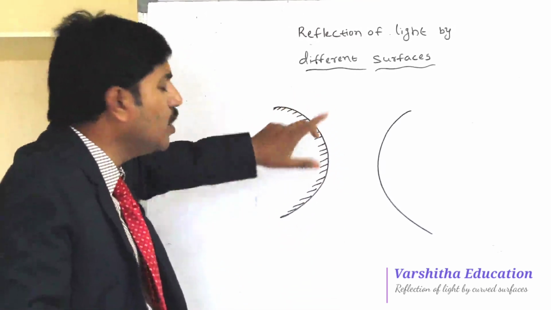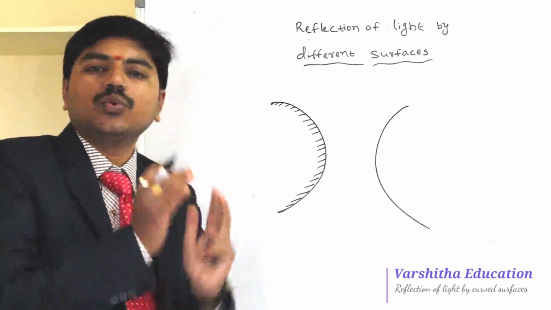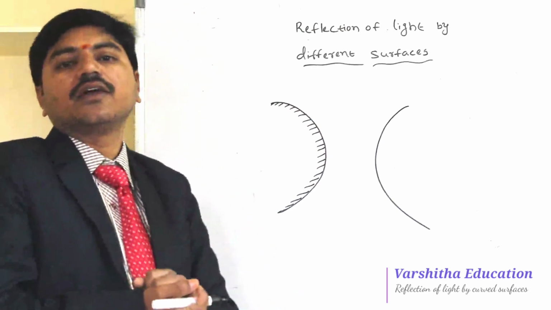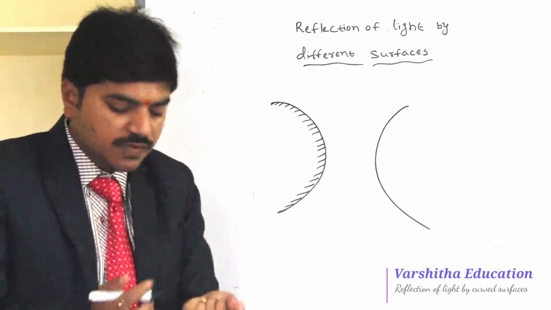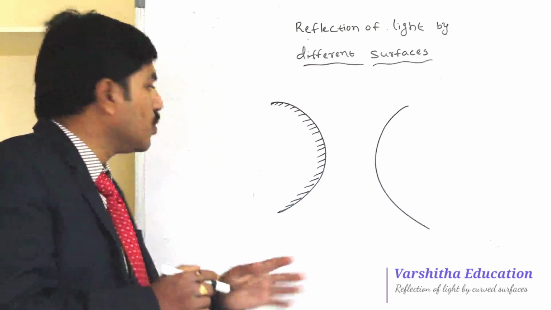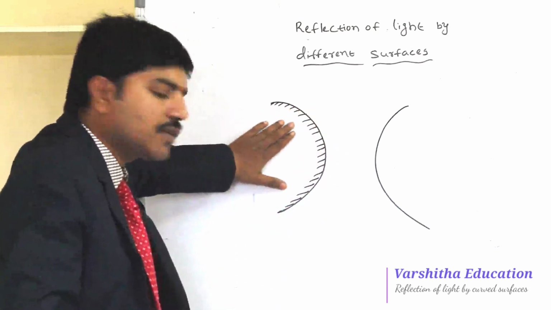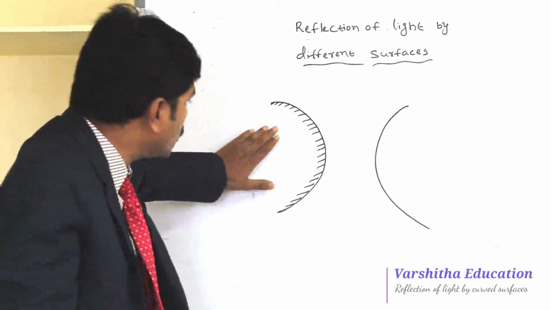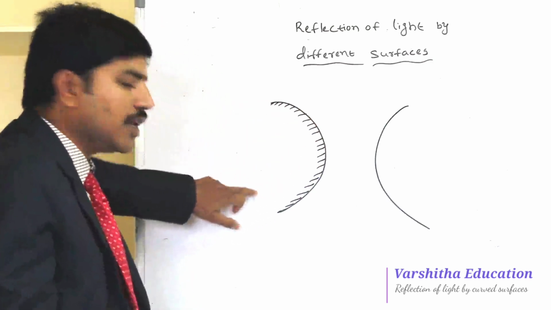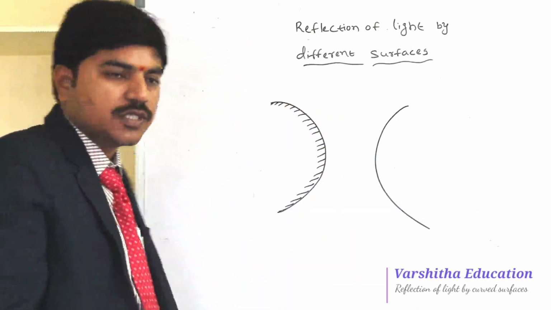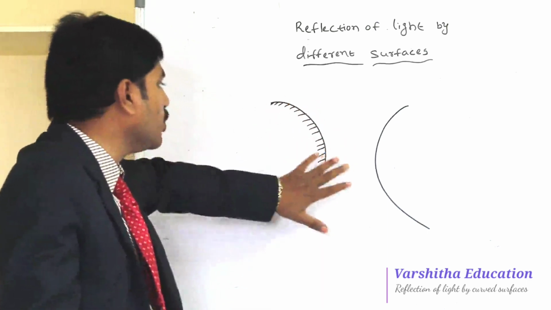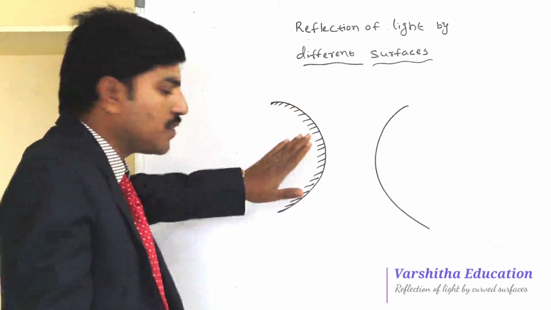When only a single surface works, it is called a mirror. When two surfaces work, it is a lens. Now the single surface is working, and the back side of the surface is not working, it is just covered with other materials. Otherwise, if it is not covered, it is said to be a convex surface.